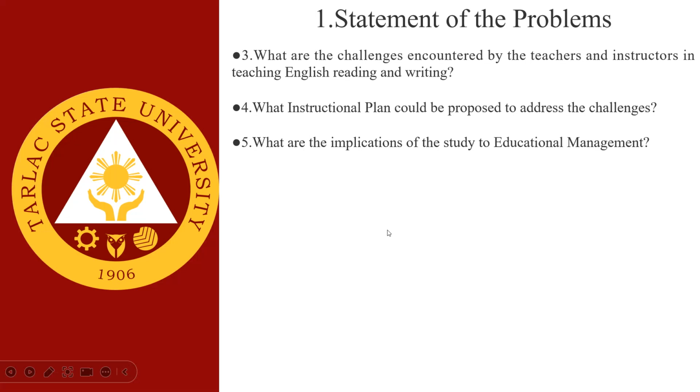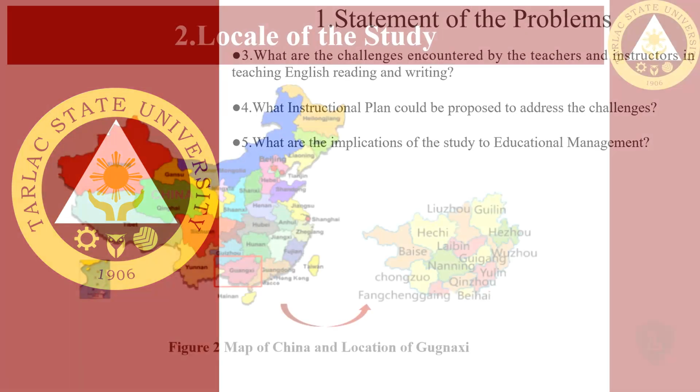Number three, what are the challenges encountered by the teachers and instructors in teaching English reading and writing? Number four, what instructional plan could be proposed to address the challenges? Number five, what are the implications of the study to educational management?